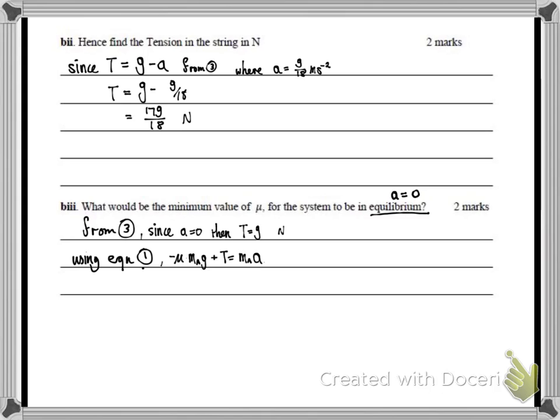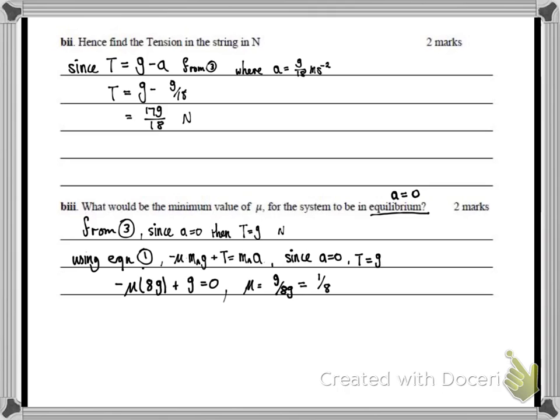And so coming back to our original equation number 1, there it is. Now, acceleration has to equal 0, and our tension is G newtons. So we substitute those values in, and now the only unknown is mu, and we're going to solve for mu, and we get 1/8. Very good.